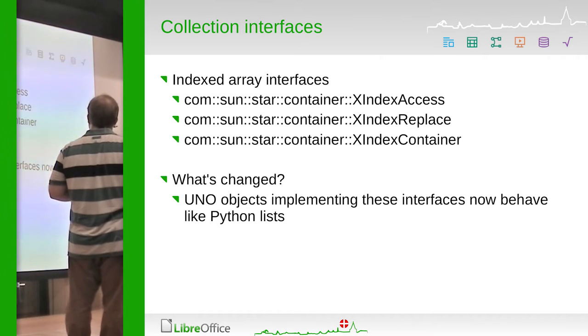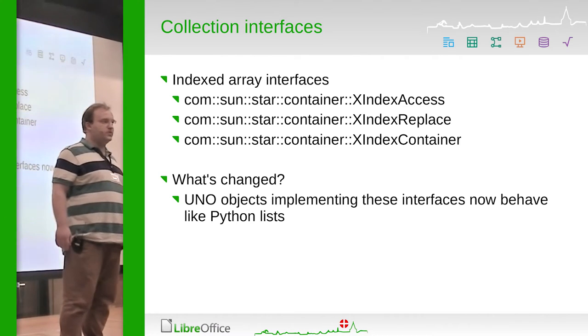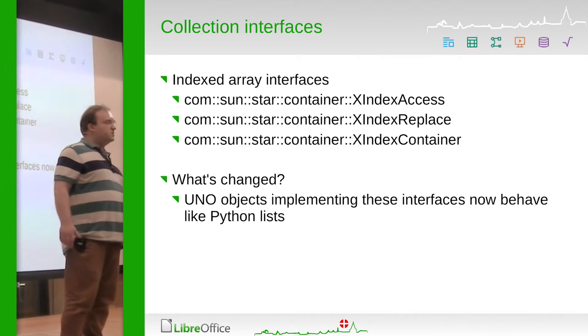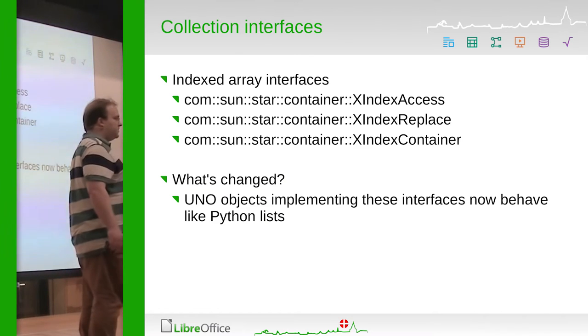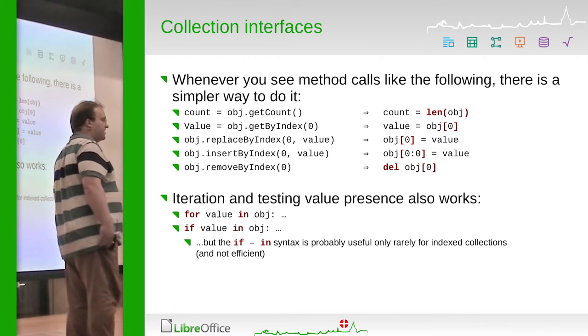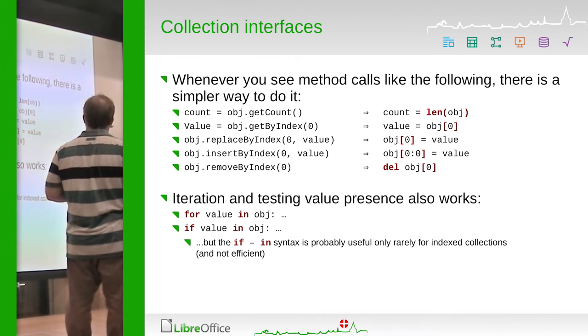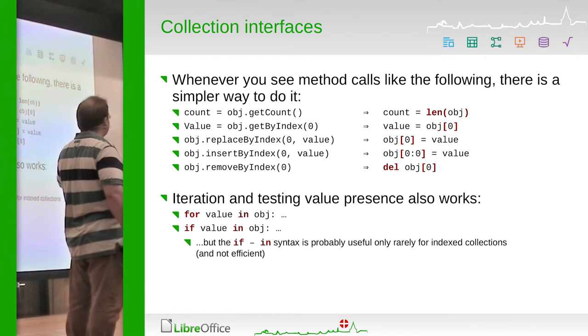One of the major new features is that wherever there is a collection interface in a UNO object exposed to PyUNO, you can now use that in the style you'd expect to with Python. So in the case of objects implementing the XIndex interfaces, you can now use these exactly like Python lists. So where before you might have had to make method calls in a very Java-like way, such as getCount, getByIndex, now instead of that, you can simply do the Python thing, which is to call len, and use square brackets to subscript it. And that includes, although this isn't a feature that I expect many people will ever have to use, using the extended slice syntax.